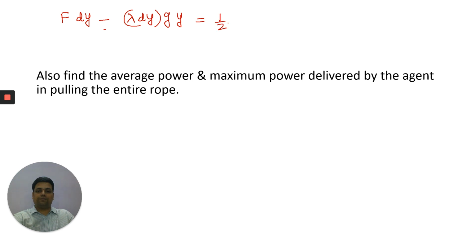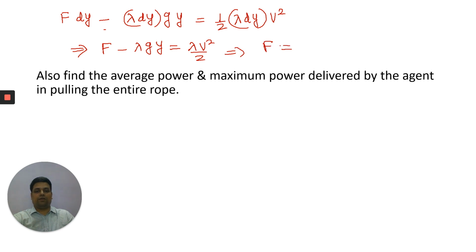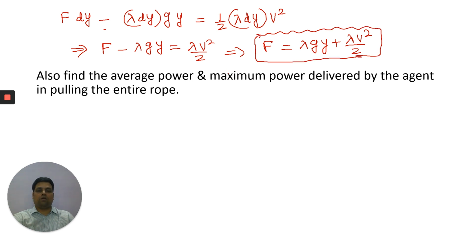Therefore, half the mass of that element, lambda dy, into v squared, as we are pulling it up with a constant speed. So if you observe the entire equation, F minus lambda g y, as I'm removing dy on both sides, equals lambda v squared by 2. That implies the force that you have to apply is equal to lambda g y plus lambda v squared by 2. So this is the force required to pull that rope with a constant velocity v.